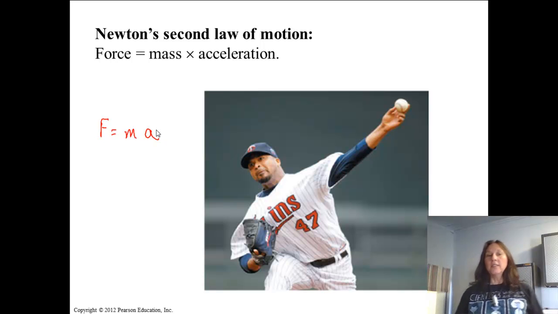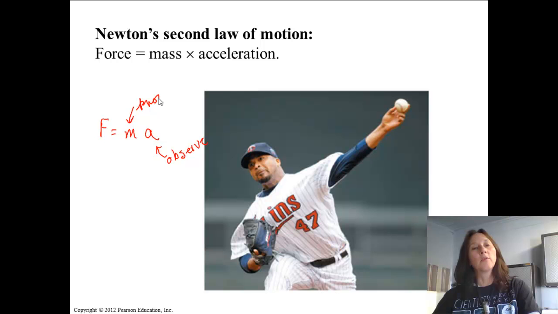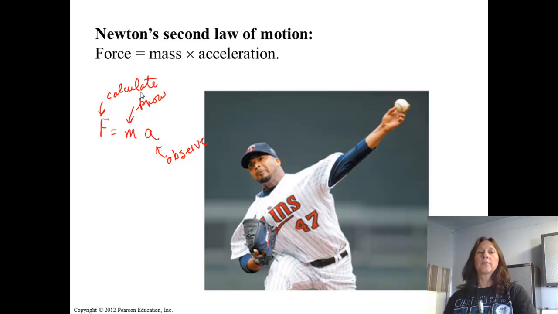So now here's the deal. This is how this works. Let's say that you observe some acceleration, and you know its mass. We're going to see that there's a difference between mass and weight. Mass, you know how much matter that object has. Can you see where you can understand or calculate the force? So we have three variables here: force, mass, and acceleration.